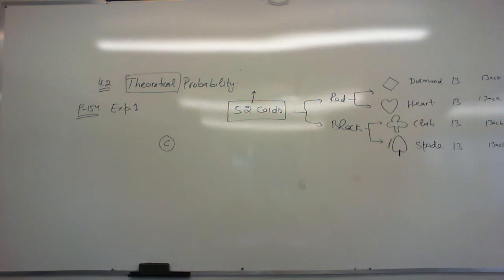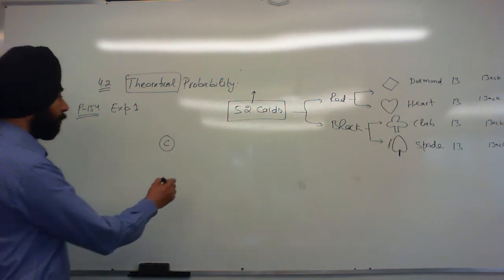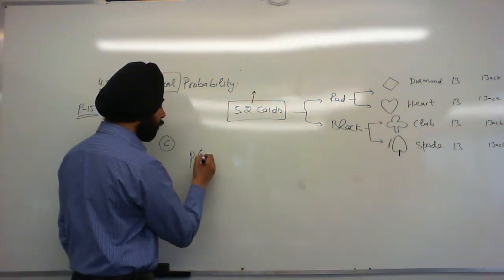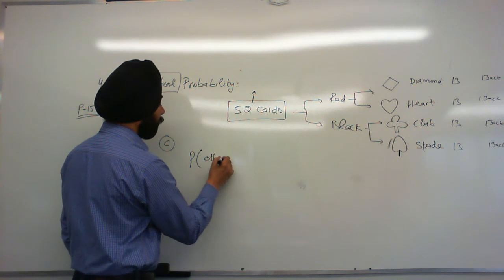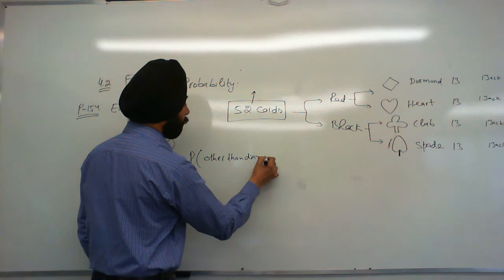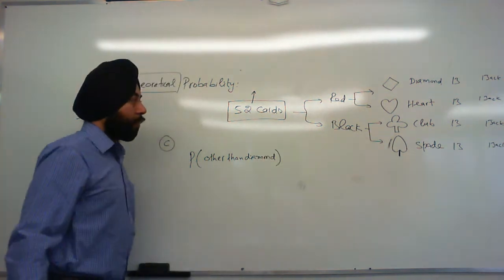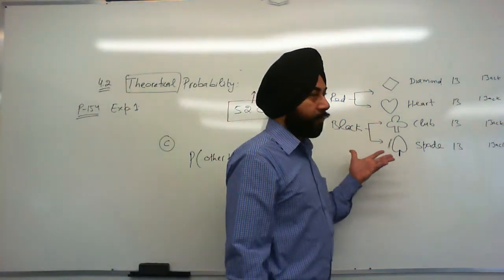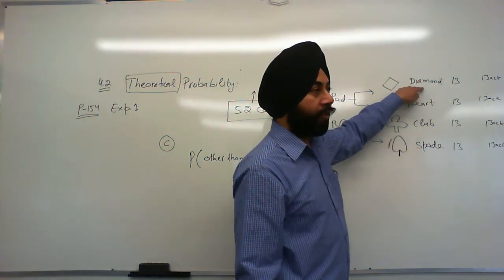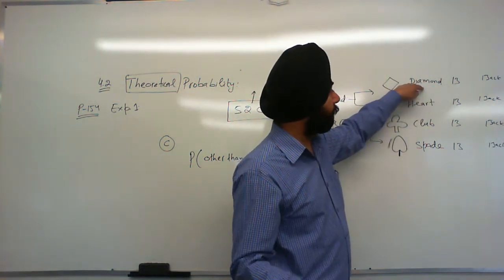Probability that the randomly drawn card is other than a diamond. The probability that the card that you drew is not a diamond, other than diamond. How many cards are there that are not diamond? You have 13 cards that are diamond, right? How many are not diamond?